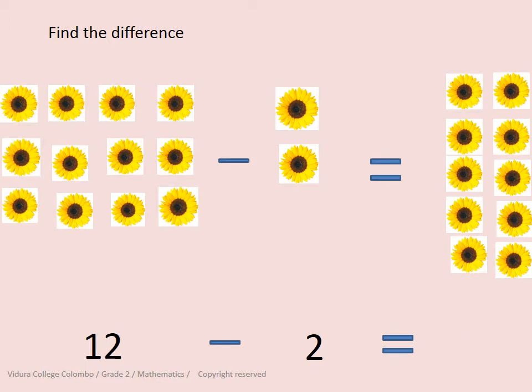Find the difference between 12 and 2. If you want to find the difference between two numbers, we can also use the subtracting method. 12 minus 2. The answer is 10. So the difference between 12 and 2 is 10.